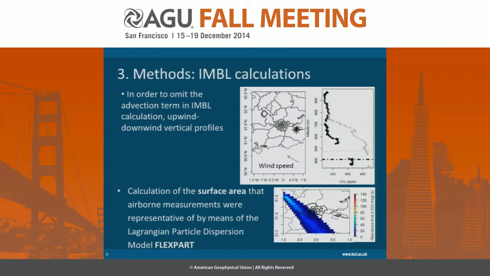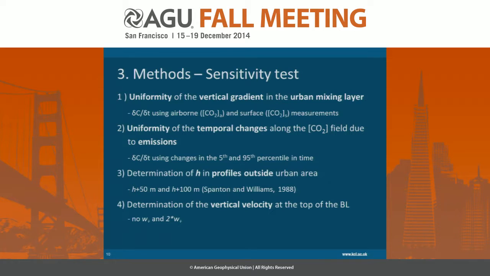And eventually, for the aircraft measurements, we calculate the surface influence area by means of the Lagrangian particle dispersion model, Flexport. So in order to apply this methodology, we had to make different assumptions, and we test the implication of these assumptions. So first of all, we assume that the vertical gradient from the ground level to the height that we were carrying out the measurements were actually uniform.